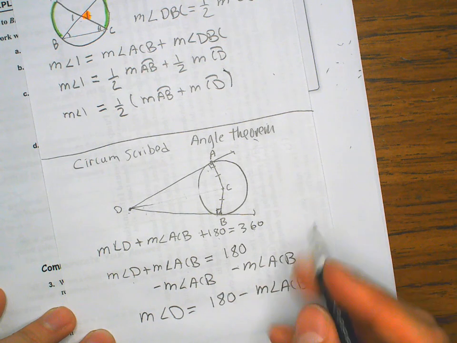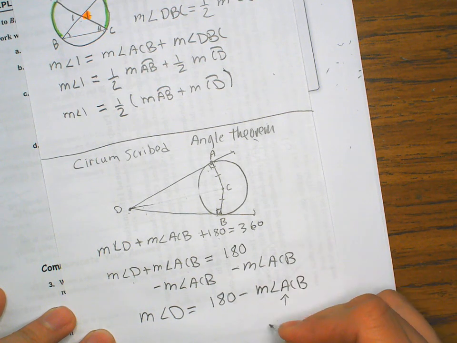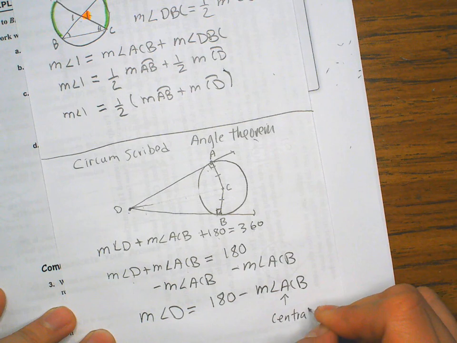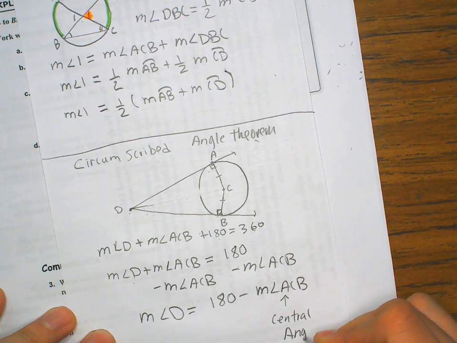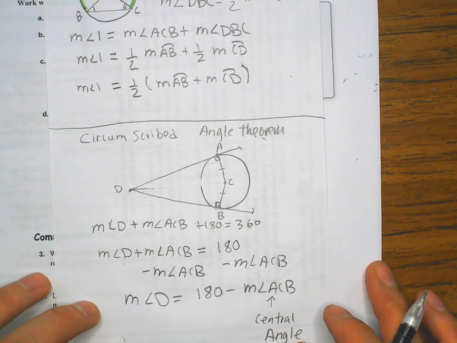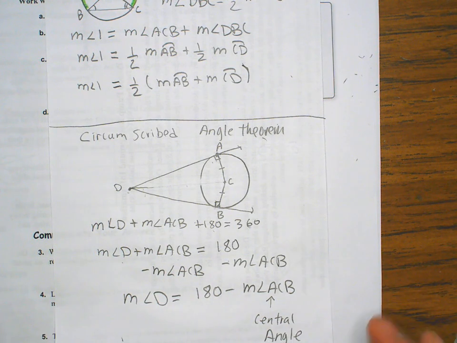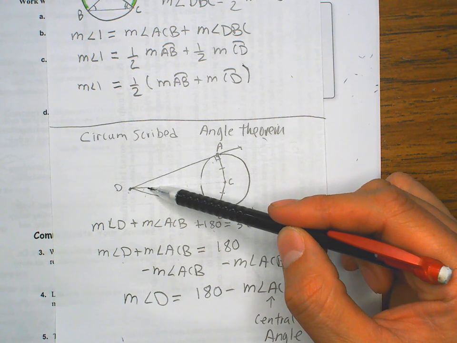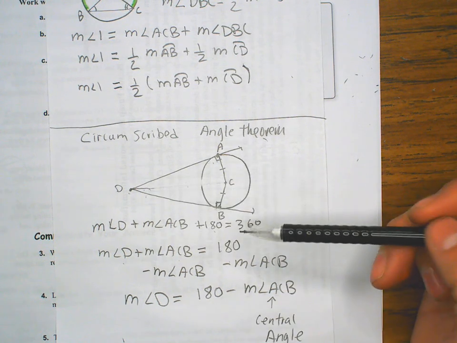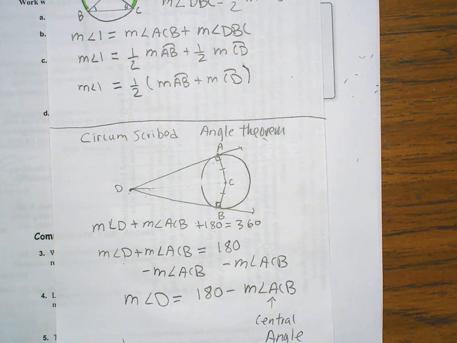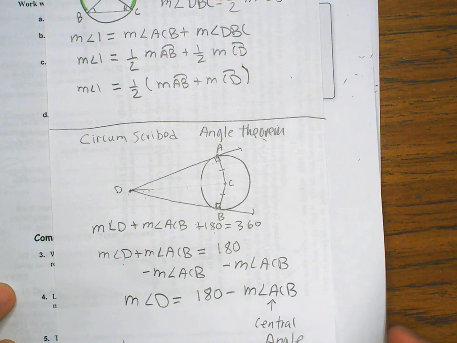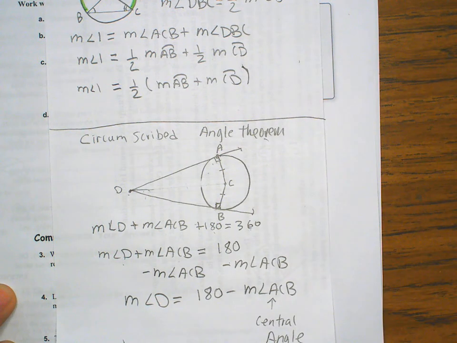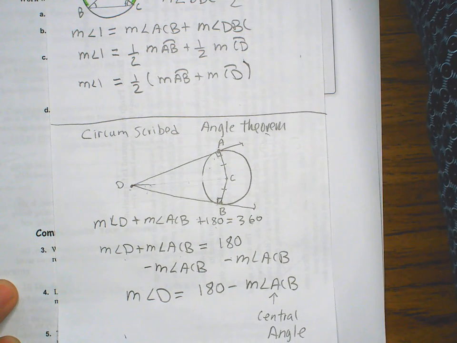But what is ACB? ACB, okay, this is the central angle. That's the central angle. All right, so that is the circumscribed angle theorem that states that this angle right here is 180 minus the central angle. All right, so finish copying that off. Then once you're ready, let's go ahead and begin the examples.